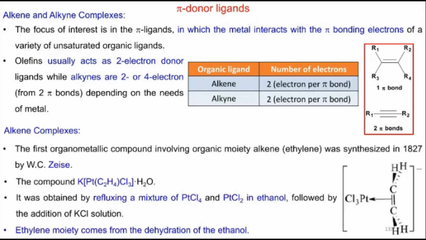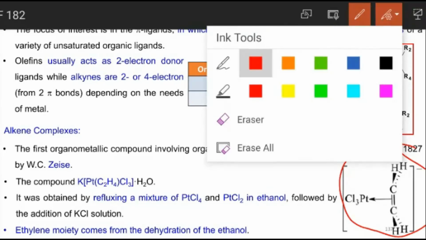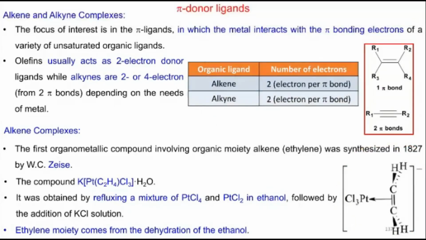And if you remember correctly, the first ever reported compound, Zeise's salt, is actually a pi donor ligand complex. In Zeise's salt, an ethylene molecule is coordinated to the metal center. Therefore, the first ever example reported as an organometallic compound is itself a pi donor ligand, containing an ethylene molecule as the ligand.